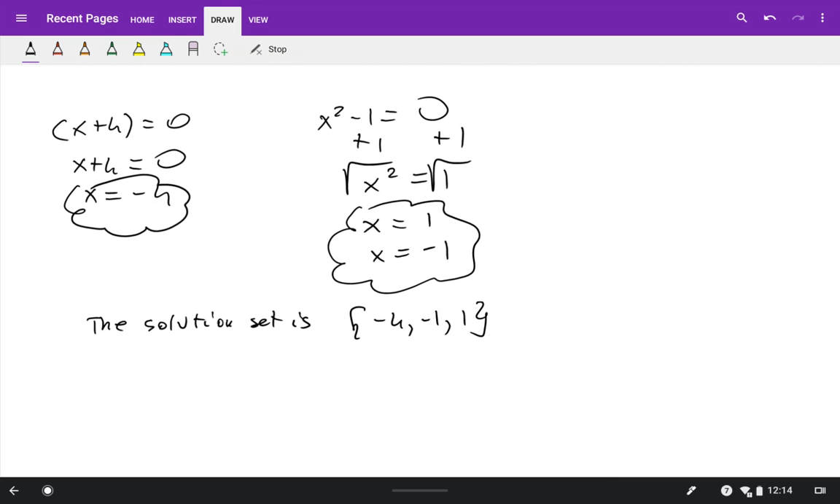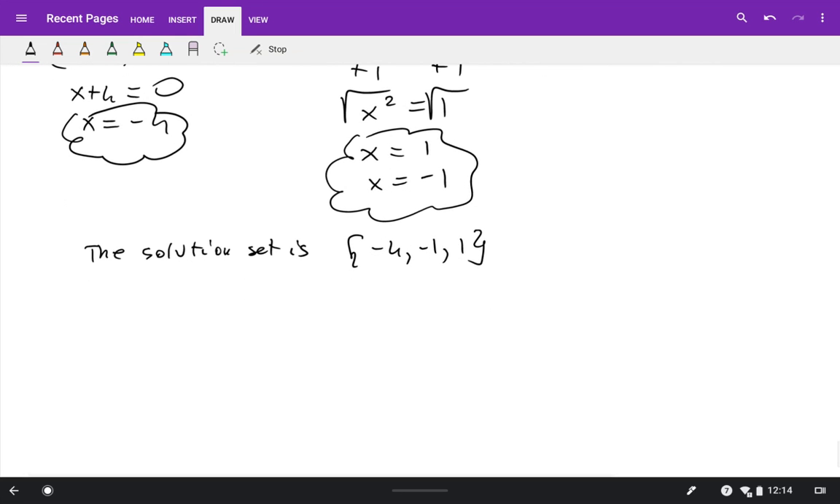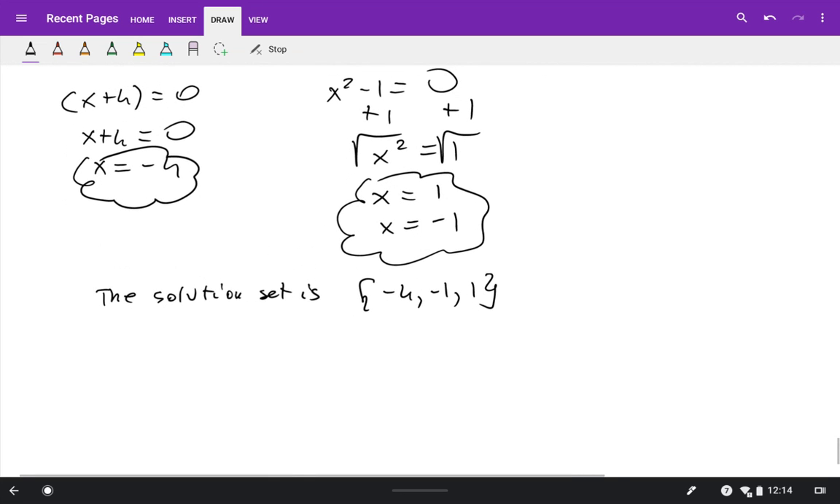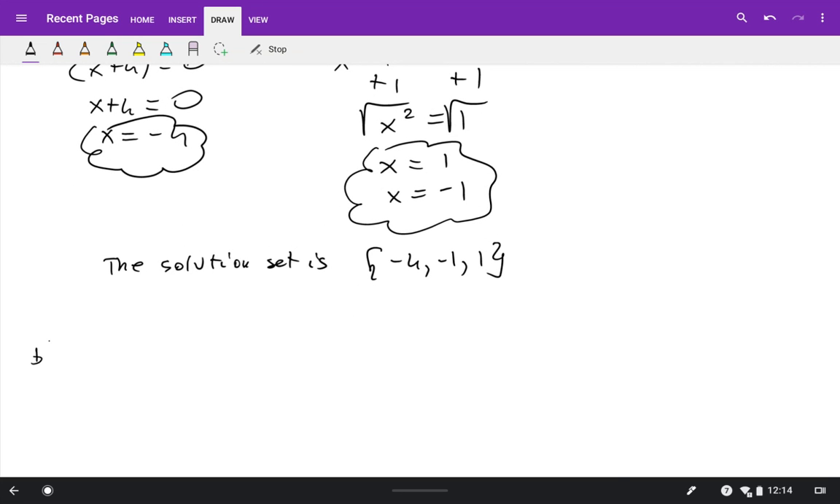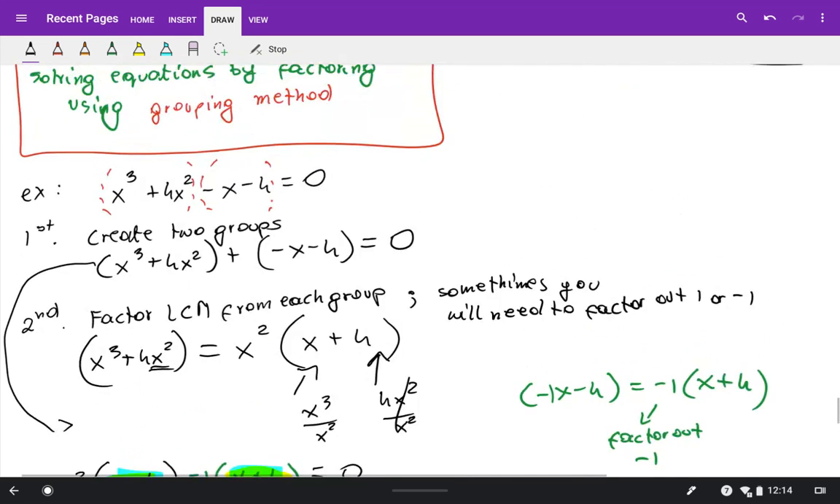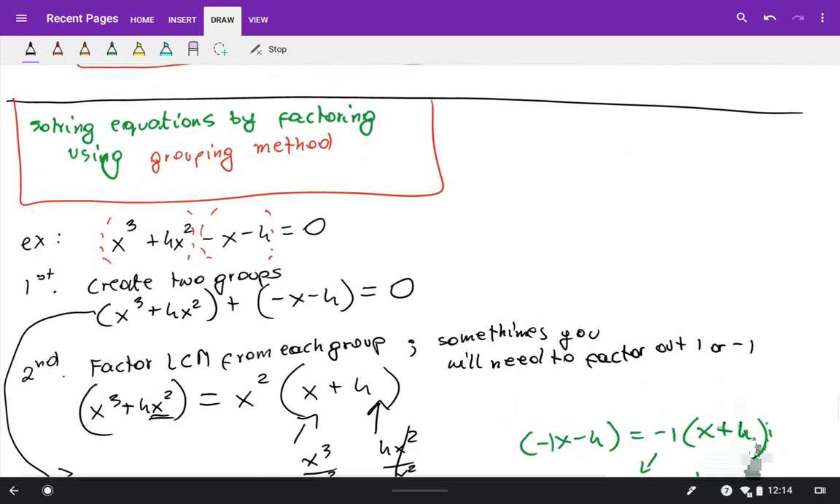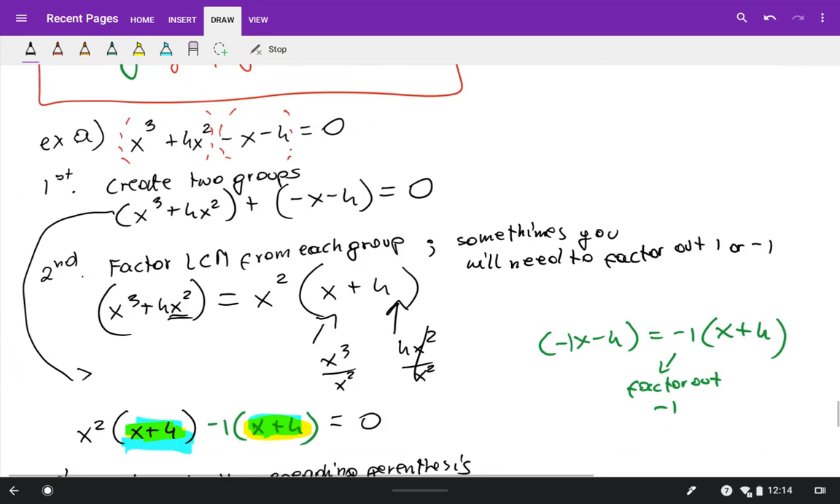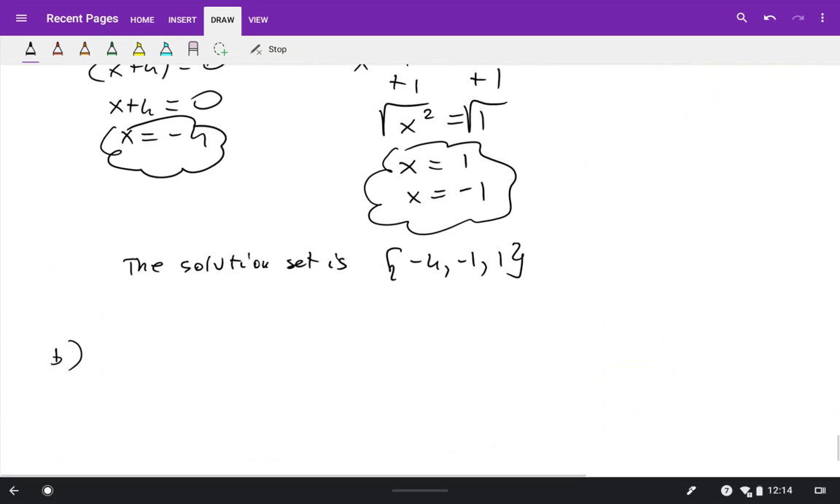I guess we can do one more factoring by grouping. So let me give you one more example. I will call that example A, and I will do example B. So we have 3x cubed + 4x squared = 27x + 36.